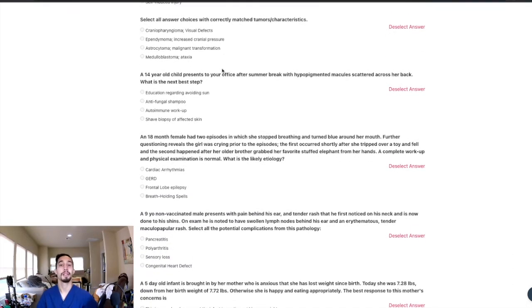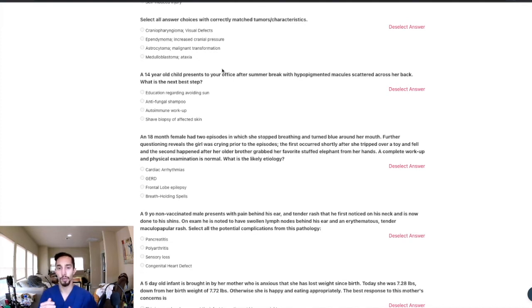All right, next question. Select all answer choices with correctly matched tumor characteristics. So this is tough. We have 4 tumors in the CNS. The first one, craniopharyngioma. Is it associated with visual defects? Ependymoma. Is it associated with increased cranial pressure? Astrocytoma. Is it associated with malignant transformation? And medulloblastoma, is it associated with ataxia?